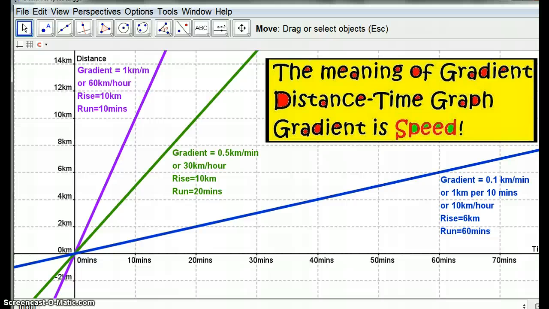So, for example, if it was to do with cost, if you had time on the x-axis and cost on the y-axis, the steeper the line would be the more expensive hourly rate. So think of slope as a rate or a speed or something like that. So you will be asked to interpret gradient. And I think the most important thing with interpreting gradient is to always go back to rise over run. So this is distance over time, it's kilometres over minutes, so the gradient is kilometres per minute.